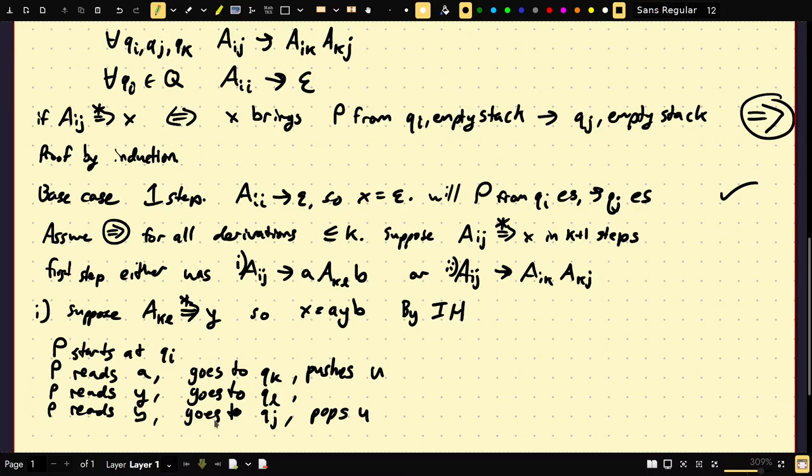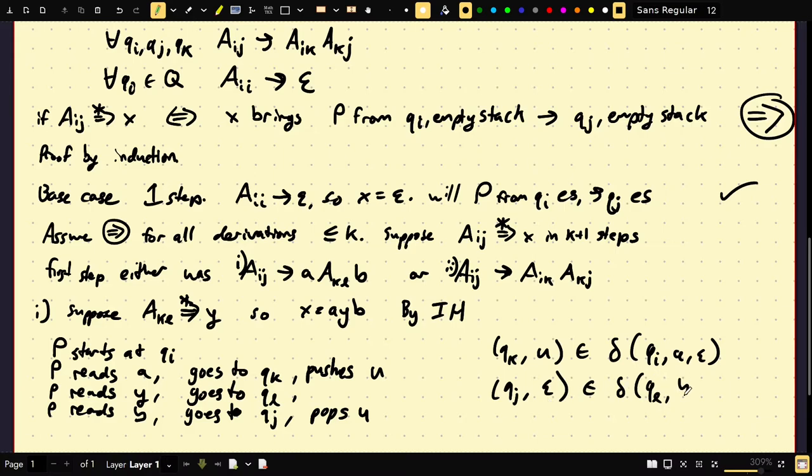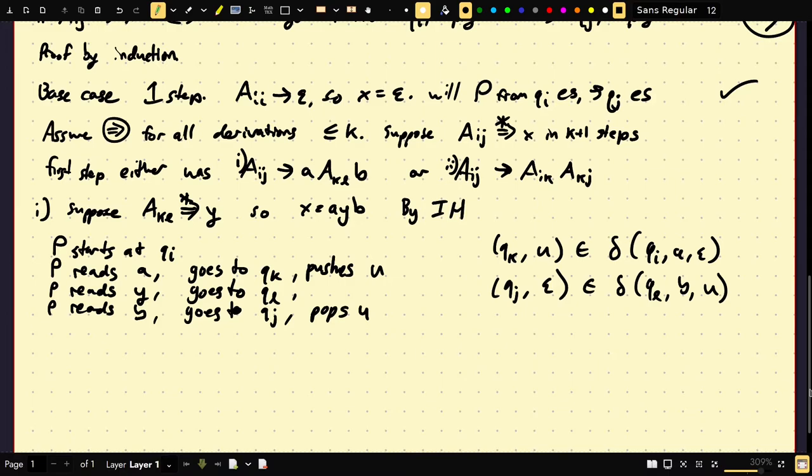So what happens here? This is all true by the induction hypothesis because they're less than k plus 1 derivations, right? So what this all implies is that, and this is actually in our transition function as we've defined the rules, for each q_k, U in the transition of q_i, a, epsilon, and q_j, push nothing, in q_l, B, pop U. This is exactly how our grammar is defined.